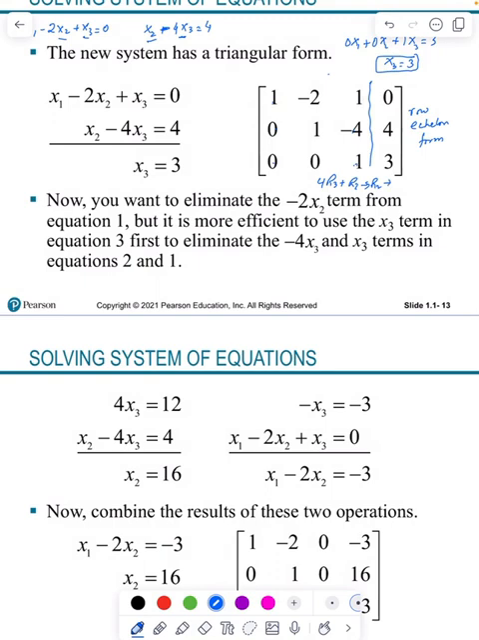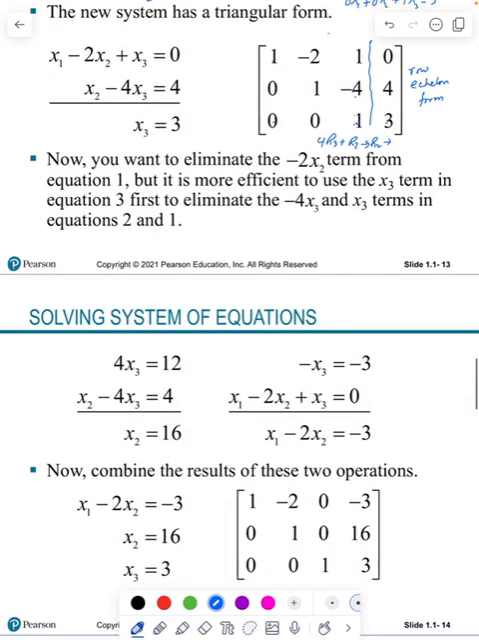So when I multiply this by 4, 4 minus 4 is 0, and this is 12. 12 plus 4 is 16. So my new row 2 will be looking like this.